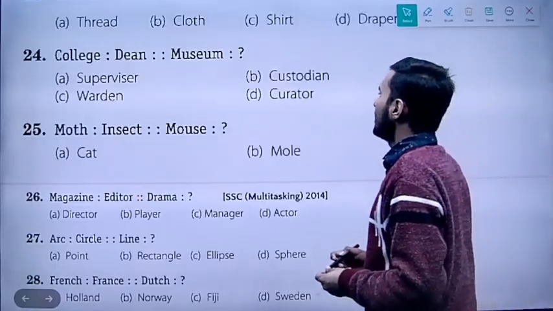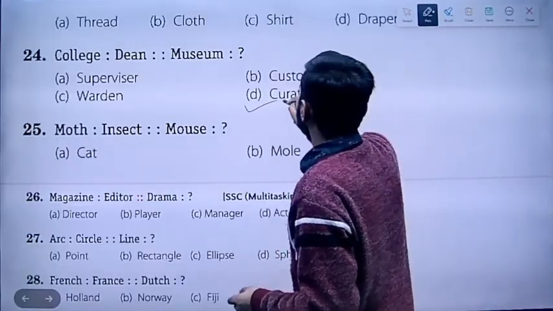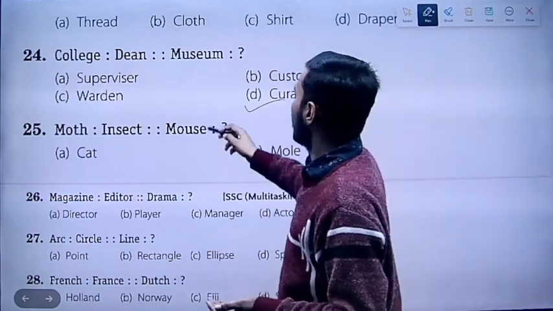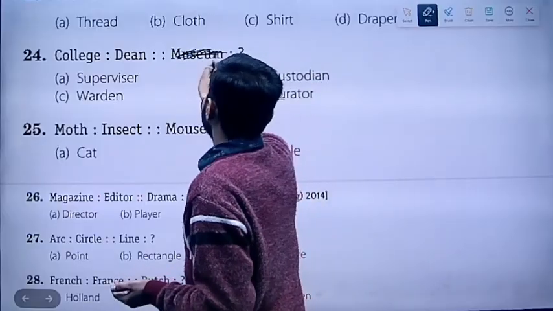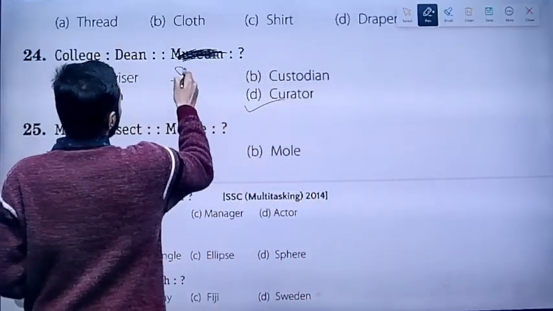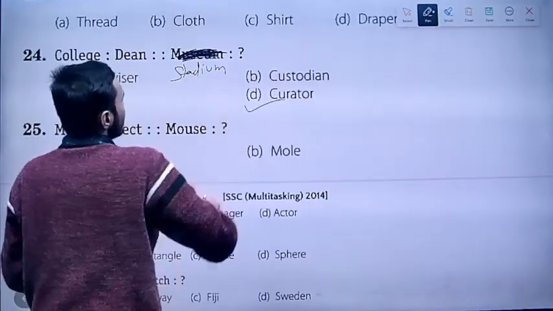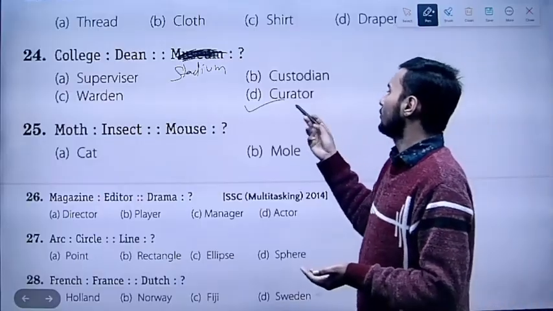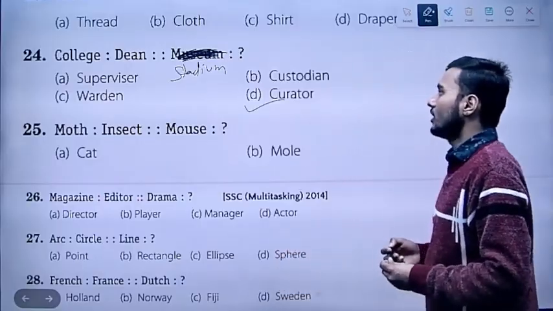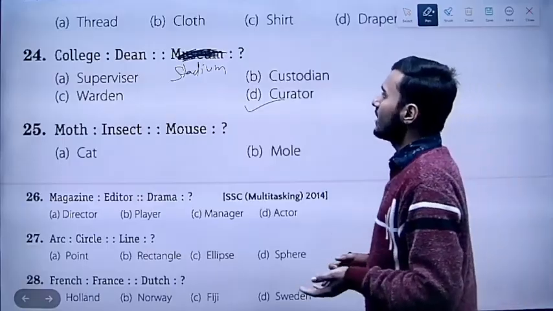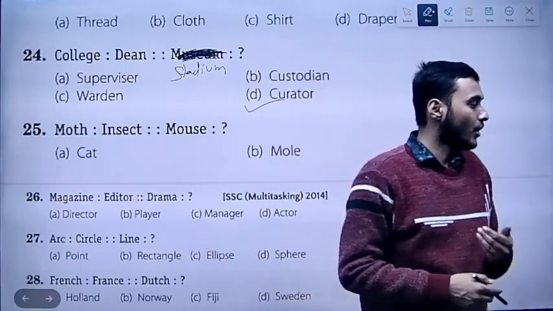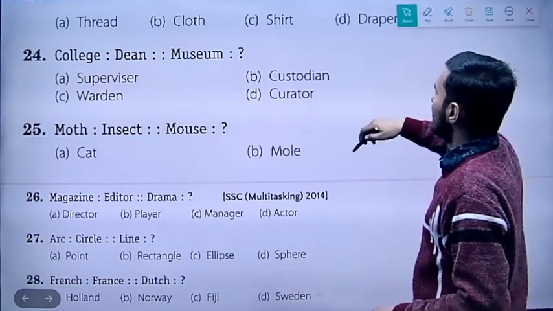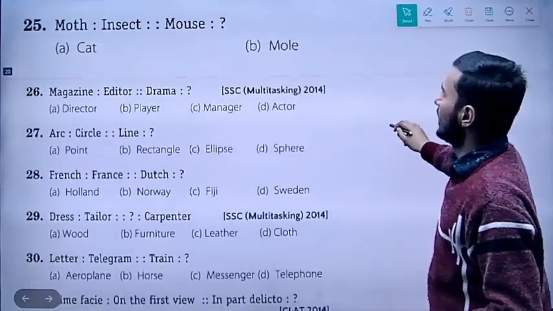See, museum is related to curator. What a curator does is look at the museum's day to day working. If you assume that instead of museum we put a stadium at that place, then our answer will again be curator. A curator supervises the day to day work of a stadium, or we can say museum. So the correct answer of question number 24 is option D, curator.